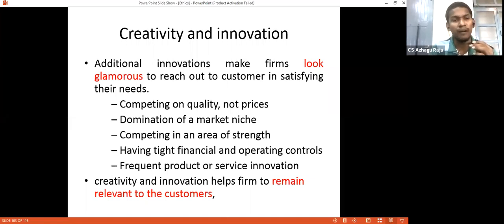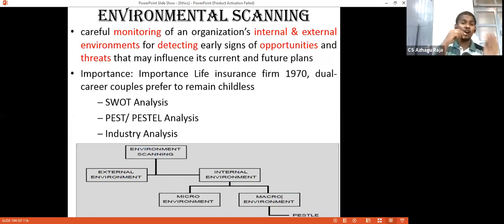Creativity and innovation help the firm to remain relevant to the customers. See, those organizations which are not taking up creativity and innovation may not be able to remain relevant to the customers, because for the customers, convenience is important rather than consumer loyalty.